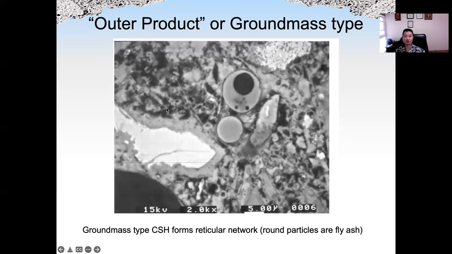As we can see from here, right? This particle is unhydrated cement, and we can see we have precipitated CSH on the surface. So that is a shrinking core type. In between the cement particles, the areas, we have a mixture of CSH, calcium hydroxide, and other phases. Okay, and we call that groundmass. The round particle here is fly ash particles. We'll talk about fly ash in future lectures. Okay.